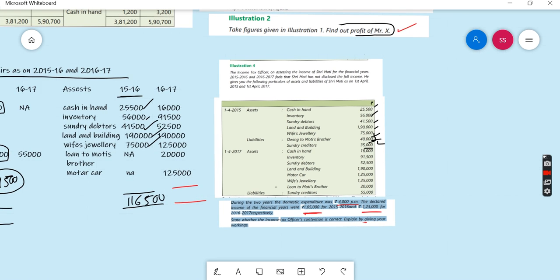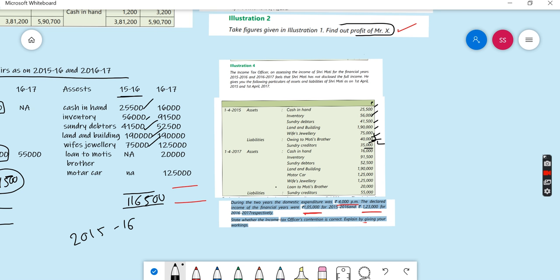The income tax officer, on assessing the income of Sri Moti for the financial years 2015-16 and 2016-17, feels that Sri Moti has not disclosed the full income. He gives you the following particulars of the assets and liabilities of Sri Moti as on 1st April 2015 and 1st April 2017. So that means they gave the assets and liabilities of 2015-16 and 2016-17. Right, so this will be the opening, this will be the closing.